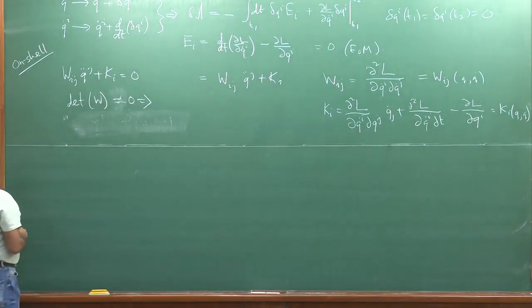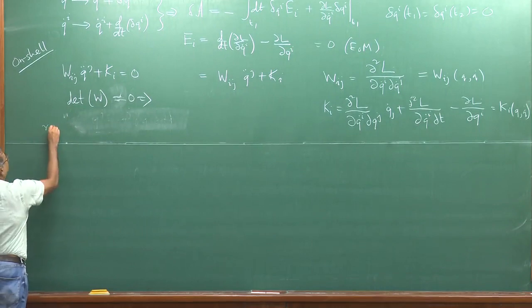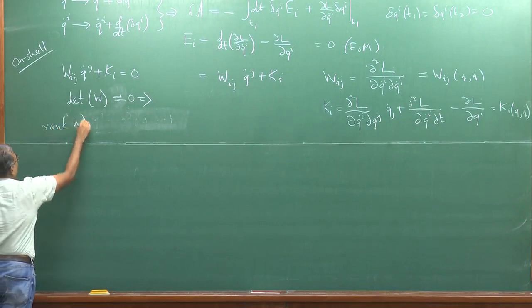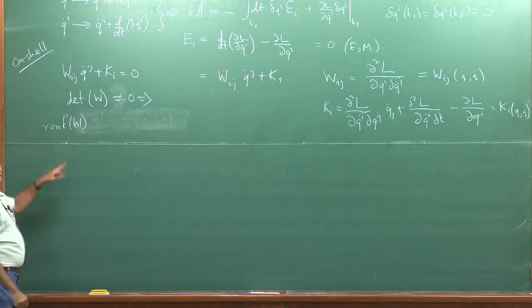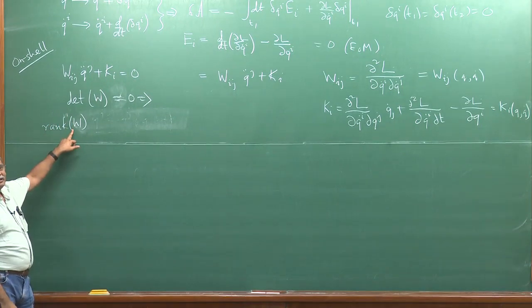Okay, so if the determinant is 0, that means basically the rank of this matrix W. Okay, what does that tell you about the rank? The determinant vanishes.